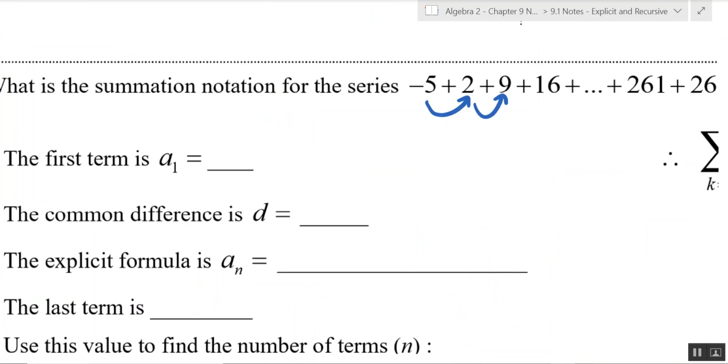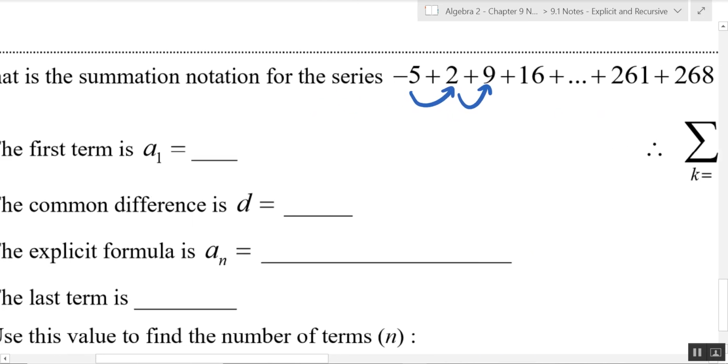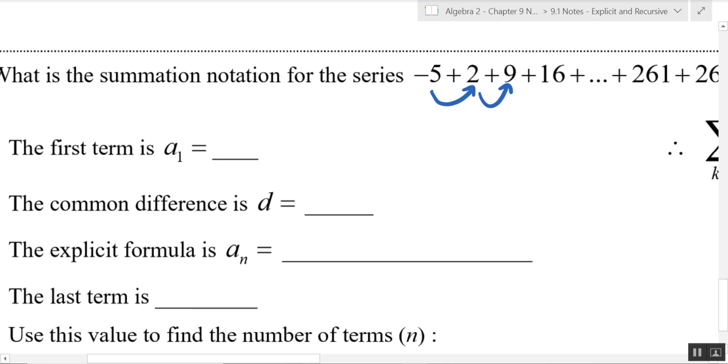All right, they're asking us for the summation notation on this last example. So before we can write the summation notation over here on the right, we're going to see if we can answer these questions. This is kind of the thought process for going through a problem like this. First term looks like it is negative 5. Common difference here, it looks like to go from the first term to the second term, we added 7. Let's just double check that that's consistent. Looks like we added 7 on the second and on the third as well. So our common difference, d, is 7.